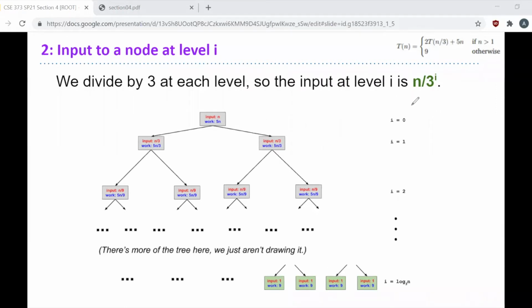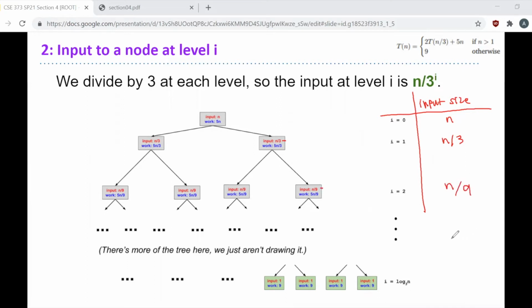Another way to go about this is what I like to call the table method. What this involves is just building the table, right? We have some values that we want. For I equals 0, we want the input size to be n, and then when I is equal to 1, the input size should be n over 3. And then at level I equals 2, the input size for all these nodes is n over 9.